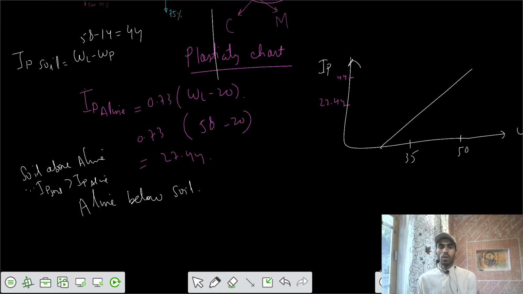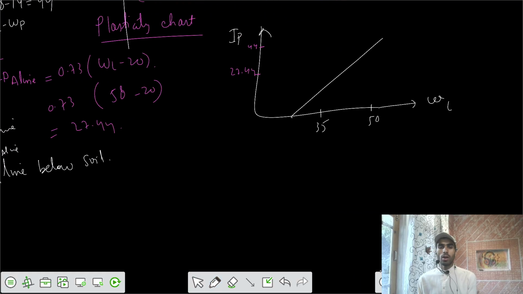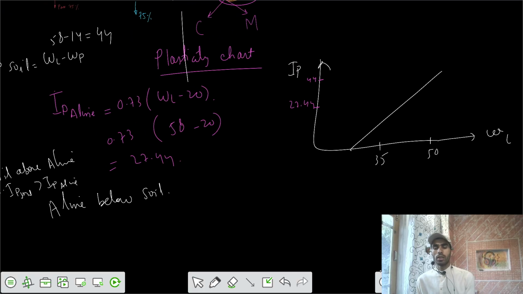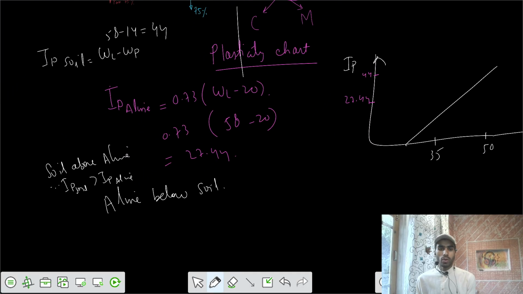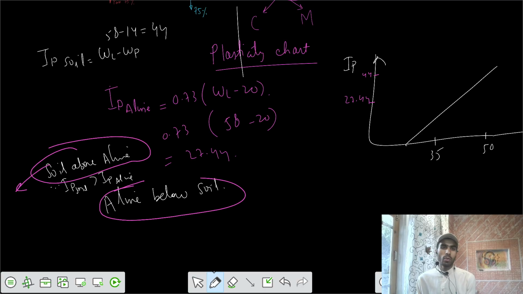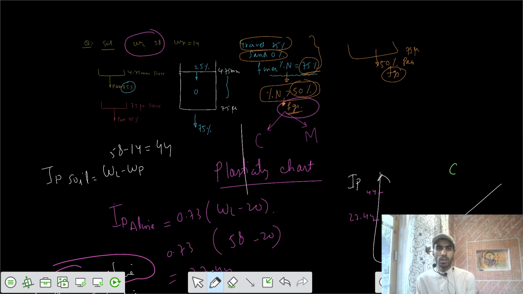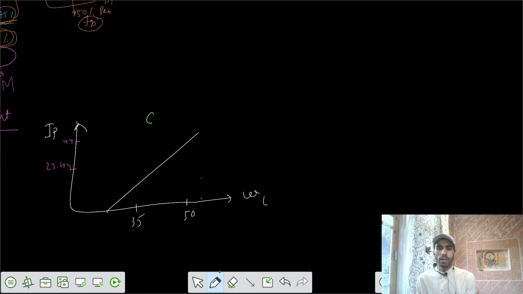Now we need to say whether your soil is clay or whether your soil is silt. For that, the A line is below the soil, or the soil is above the A line. If your soil is above the A line, that means the soil is clay. So the soil is somewhere here. And what about the liquid limit of your soil? 58 is somewhere here. So your soil corresponds to this value here.